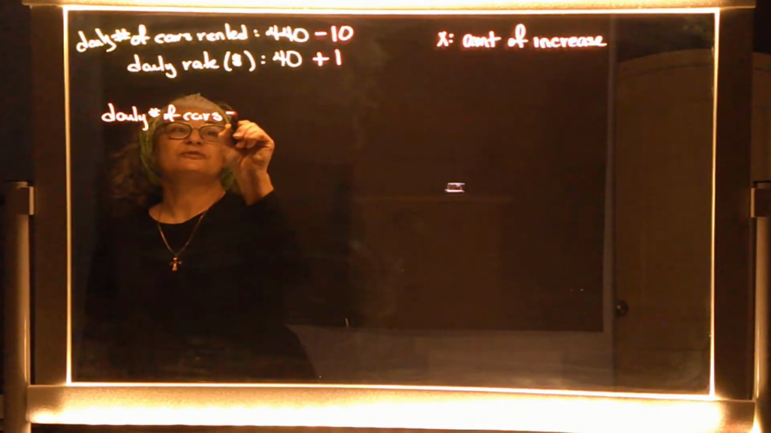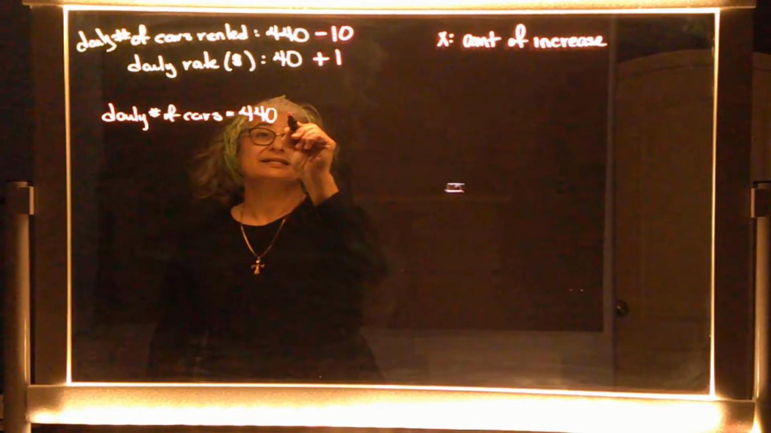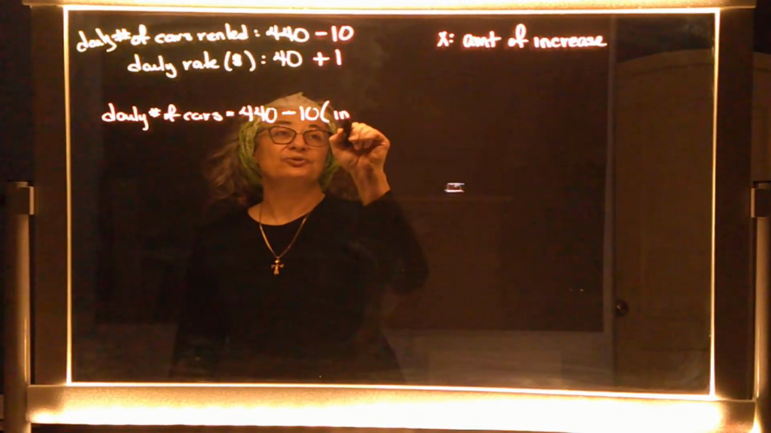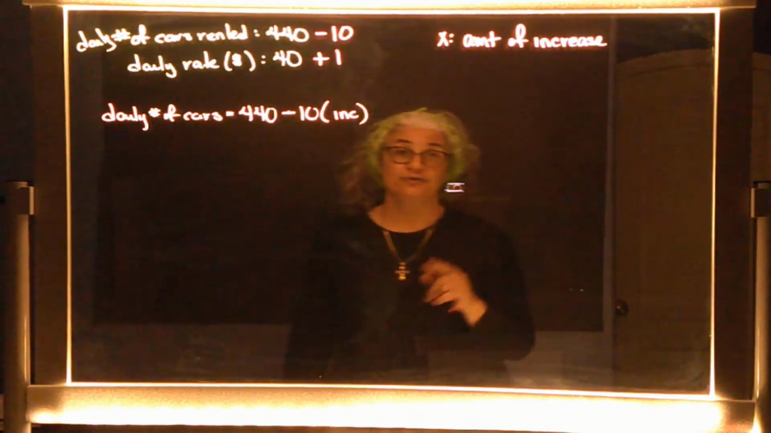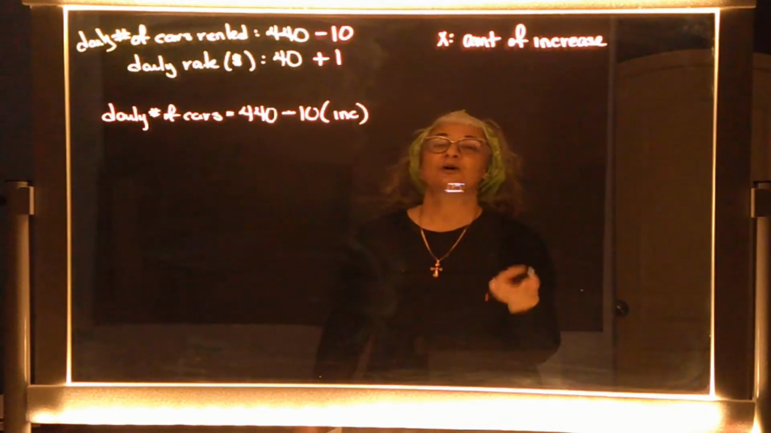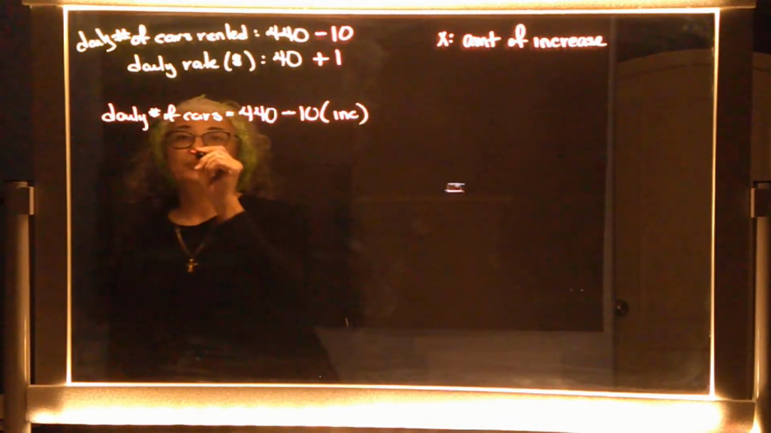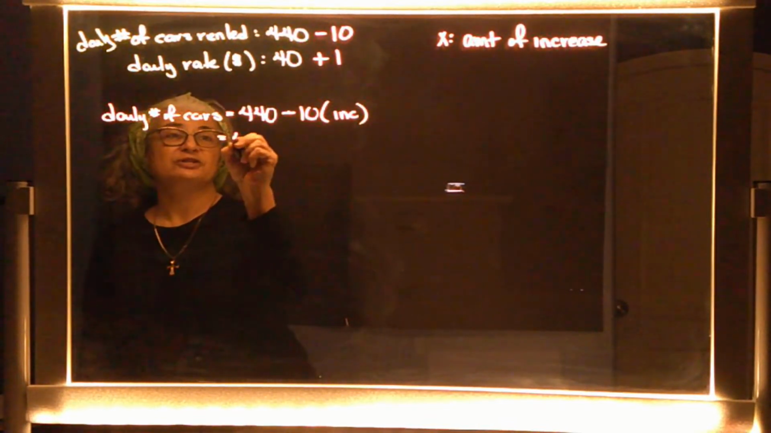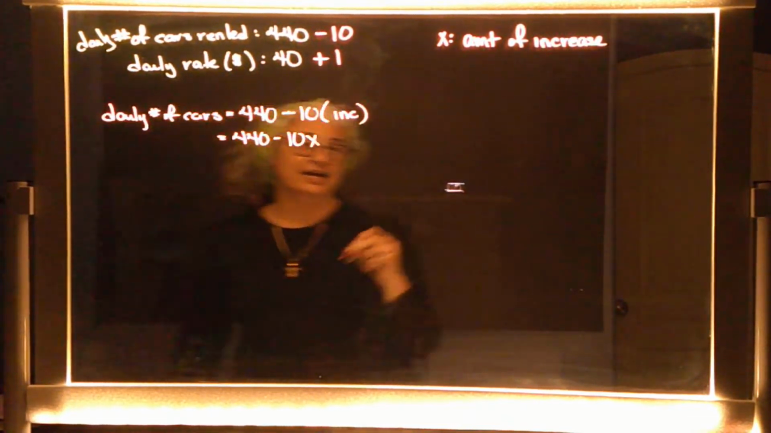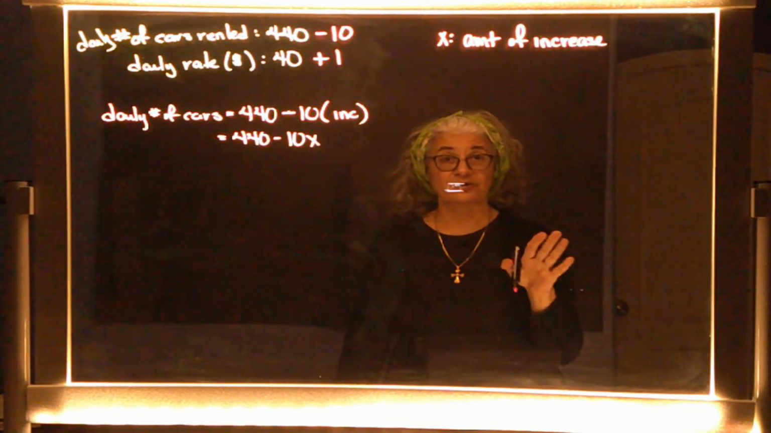So the daily number of cars is 440, right? And we're going to subtract 10 for each increase. So if it increases by 1, we minus 10. But if it increases by 2, we minus 20, don't we? That's why it's a multiplication problem. Which means our daily number of cars is going to be 440 minus 10 times X, which is that increase that they're talking about. Cool?